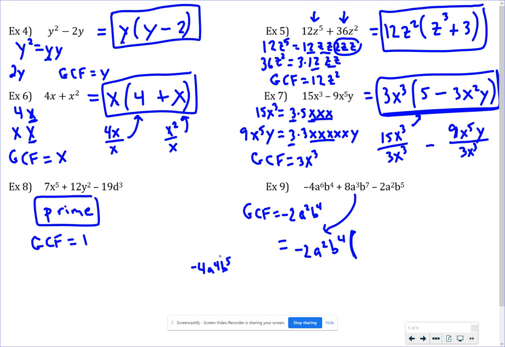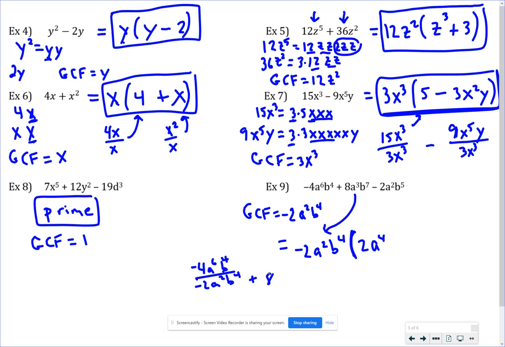You're going to take that first one. Oops, that was an a to the 6th, b to the 4th. And we're dividing out a negative 2, an a squared, and a b to the 4th. What do we have left? Negative divided by negative is a positive. 4 divided by 2 is 2. And I have a to the 4th power. The b's are gone. B to the 4th divided by b to the 4th is 1.